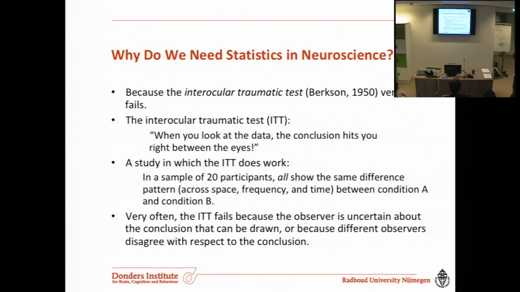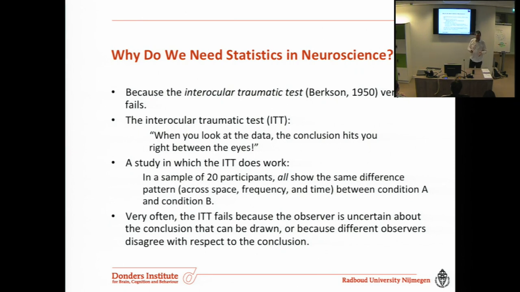But in order to show you a case where the interocular traumatic test works, and therefore you do not need a formal inferential test, is this one. Let's assume you have a sample of 20 participants. It's an MEG study. And all these 20 participants show exactly the same difference pattern between two conditions, A and B. The difference pattern is identical across the participants, both with respect to the spatial dimension. So it's the same MEG sensors that show the difference. It's the same frequency band, and it's also the same time interval. All these 20 participants show the same difference with respect to the spatial, the spectral, and the temporal dimension.